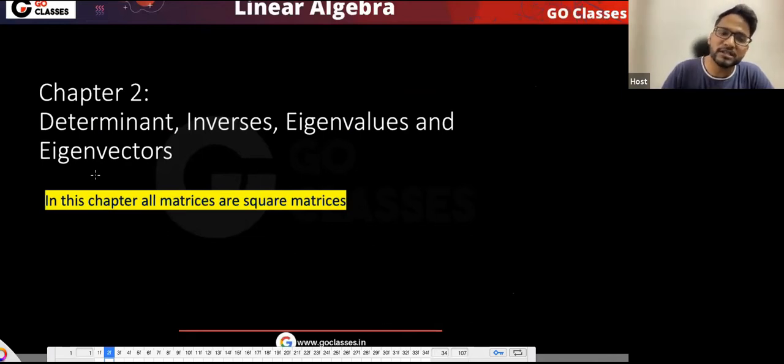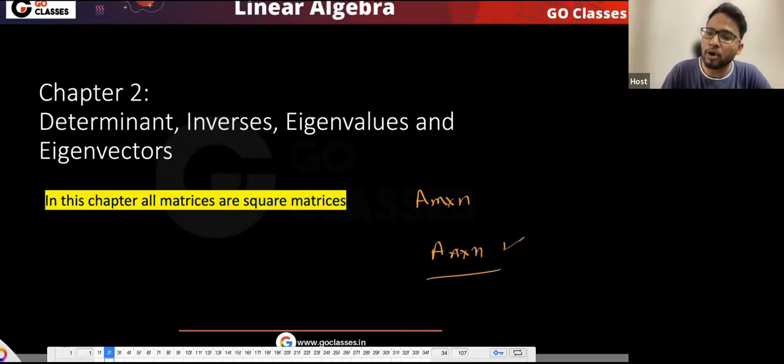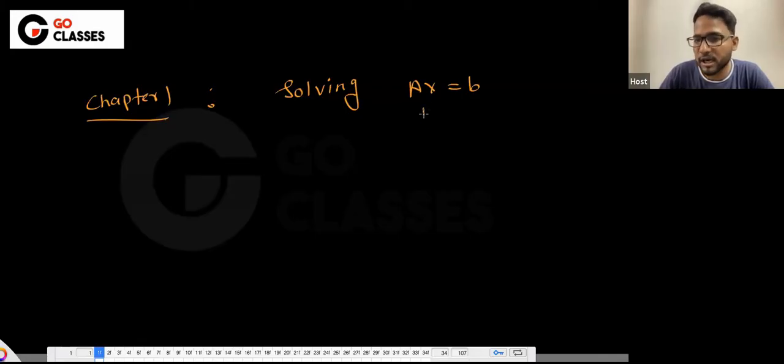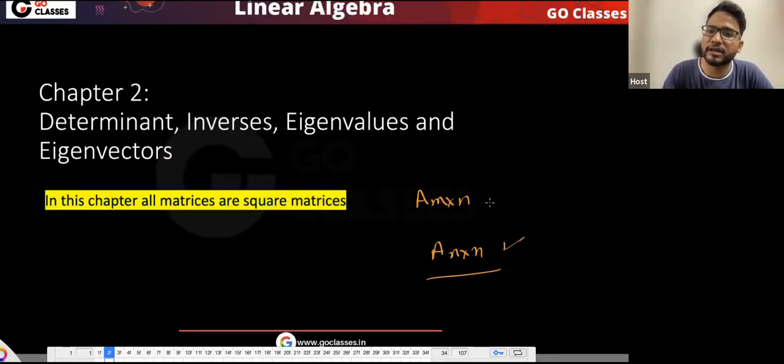Okay. So in this chapter, all matrices are going to be square matrices. Here we will not talk about A m cross n. We will talk about A n cross n only. Which means all matrices are square matrices, meaning that the number of rows and number of columns are actually the same. Earlier, it was a general matrix, which is A m cross n. But the determinant, eigenvalues, eigenvectors, these things are defined only for square matrices. So we will talk only about square matrices in this particular chapter.